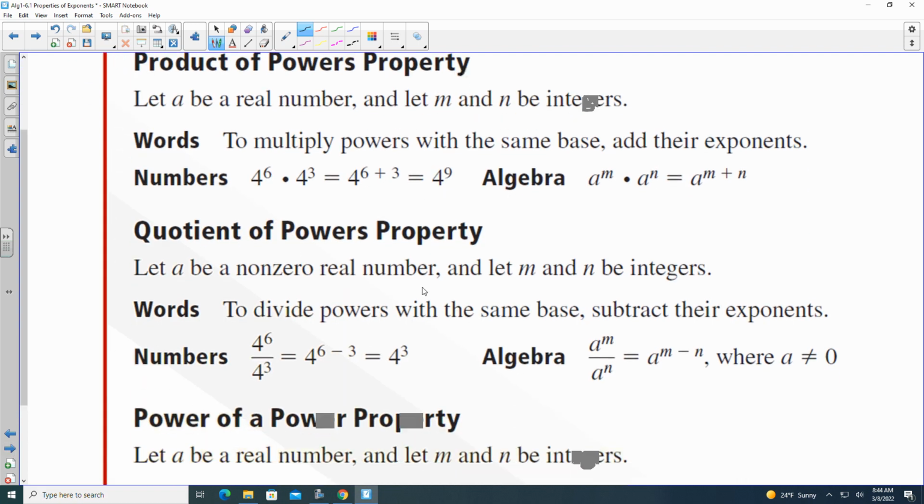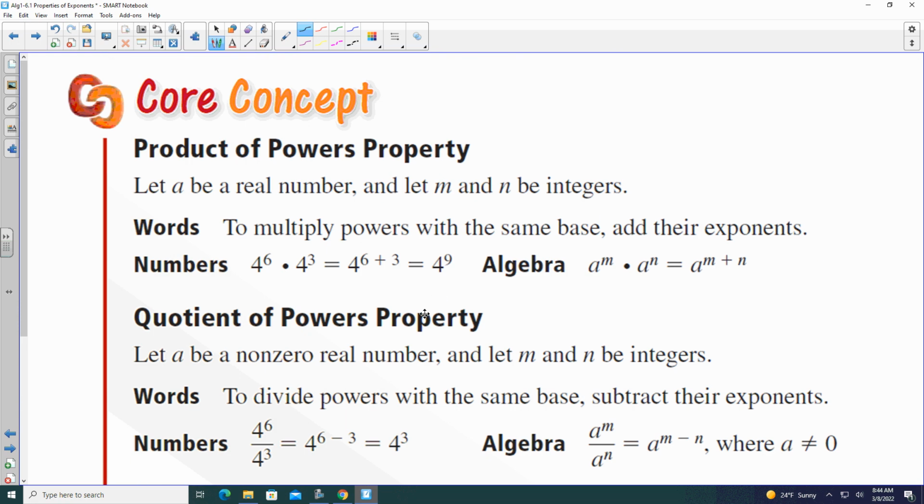There are 3 other rules that we're going to look at. The first one is called the product of powers property. Product of powers property means this: if you have the same base, in this particular one, they both have a base of 4, and you're multiplying same base values, what you get to do is, when you multiply them, simply add the exponents. So I have 4 to the 6th power times 4 to the 3rd power, which is equal to 4 to the 6th plus 3, which is 4 to the 9th.